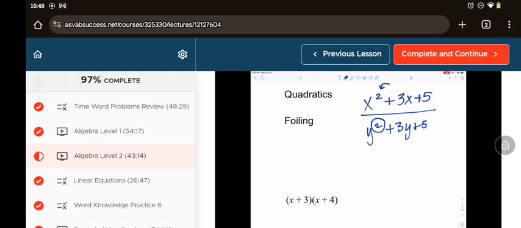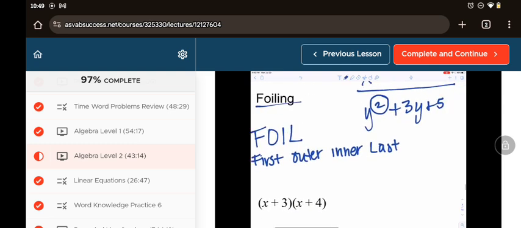Now, we get to this quadratic equation by doing something called foiling. And foiling is when we multiply this right here, okay? And FOIL actually stands for the process, or the order, in which we multiply. It stands for first, outer, inner, and last, okay? So before we do this one, let's do just kind of a random example.